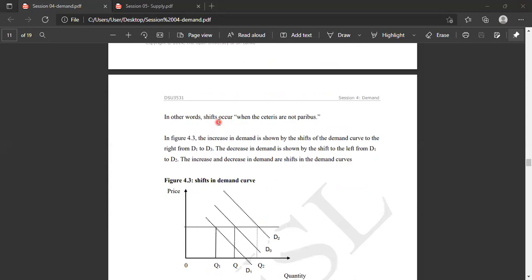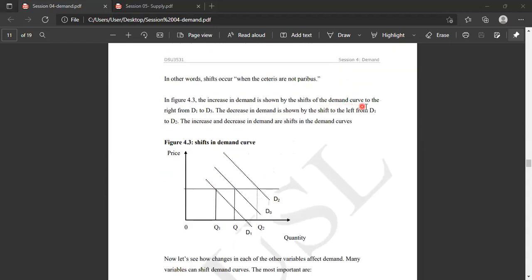Now, when you draw the demand curve, we assume that other factors remain constant. In case the other factors start changing, the demand curve will be shifted. In figure 4.3, the increase in demand is shown by the shift of the demand curve to the right from D1 to D3. Now, it should be D0 to D2. See this? D0 to D2. Decrease in demand is shown by the shift of the demand from D1 to D2.